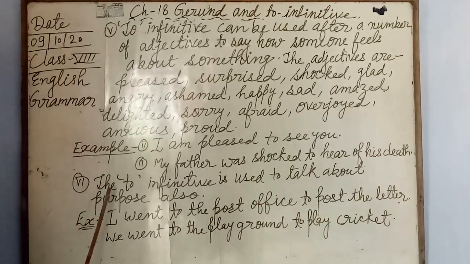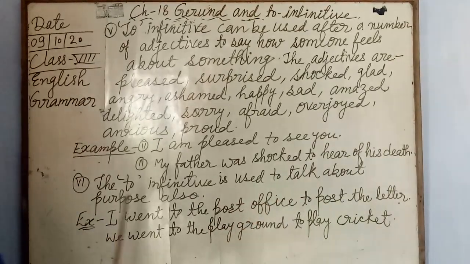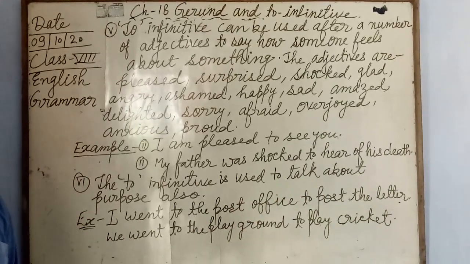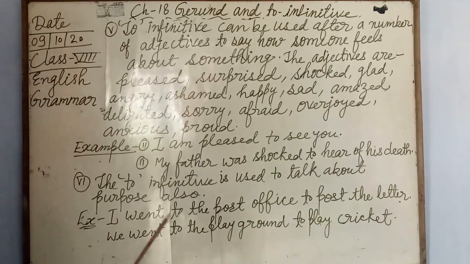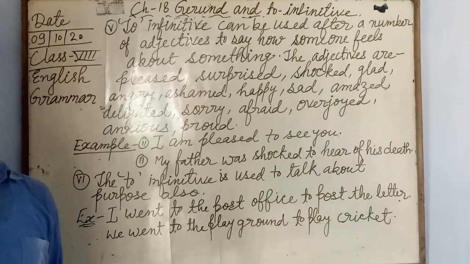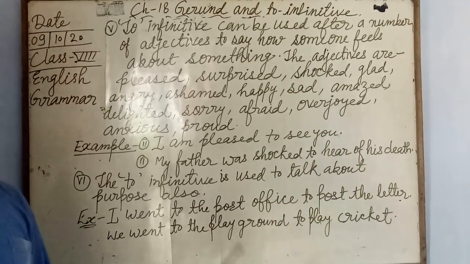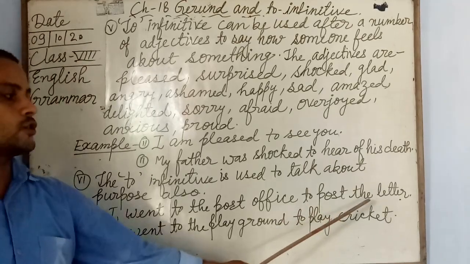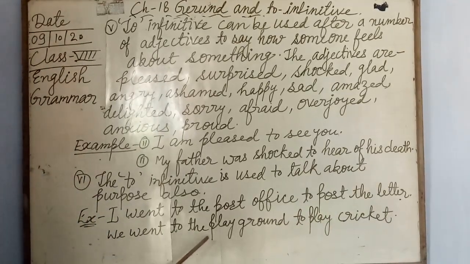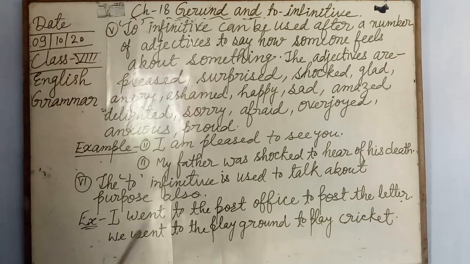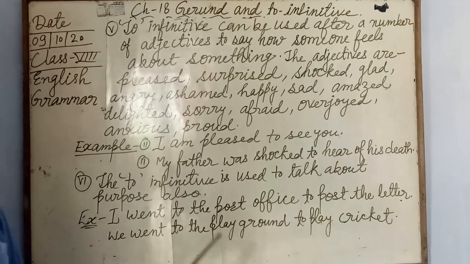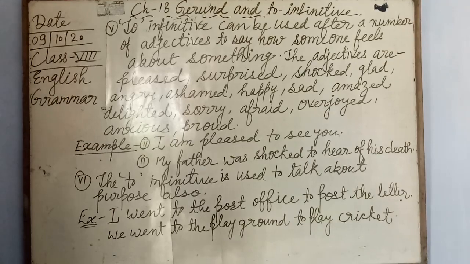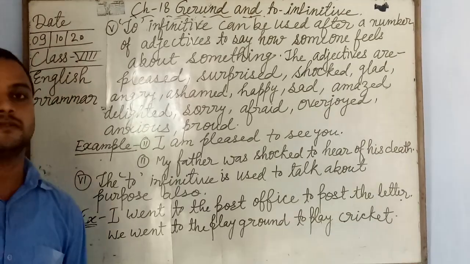Now see the last point. The to infinitive is used to talk about purpose also. When we talk about purpose, we use to infinitive. For example, I went to the post office to post the letter. Why did I go there? The purpose was to post the letter. We went to the playground to play cricket. Why did we go to the playground? The purpose was to play cricket. That's why we went to the playground. So, in case of purpose, we use to infinitive.